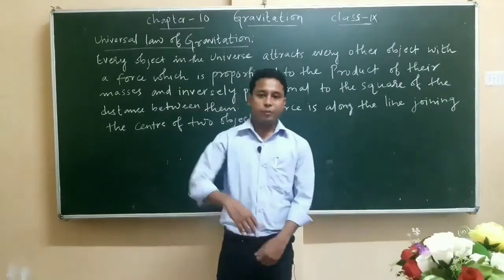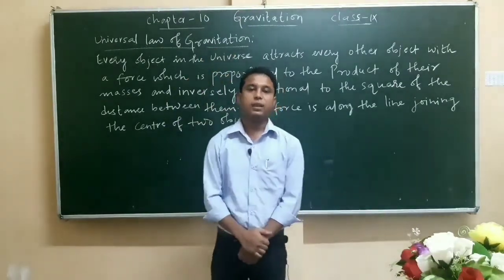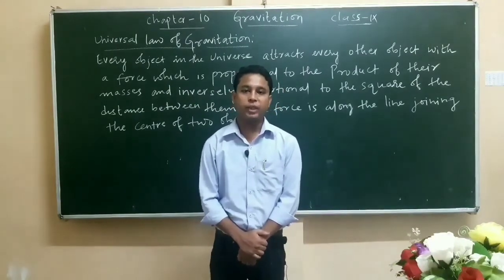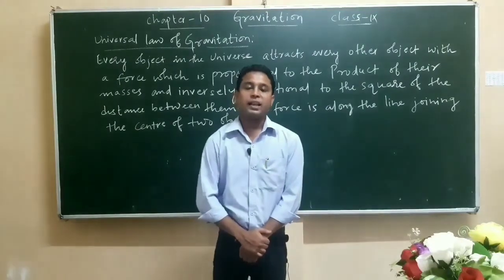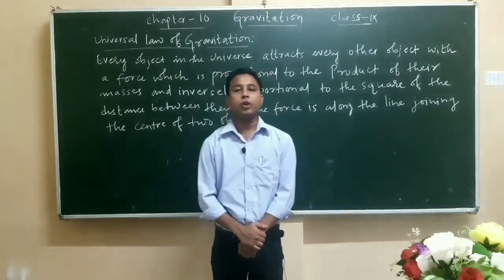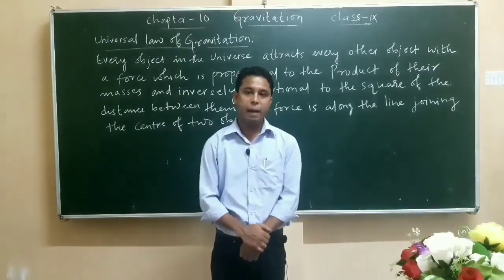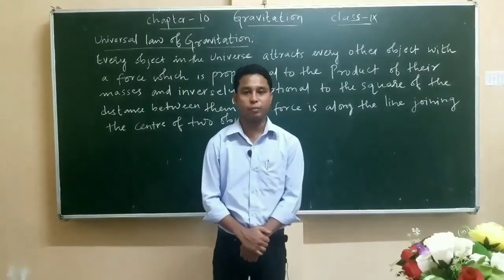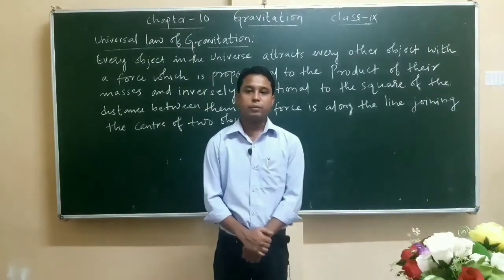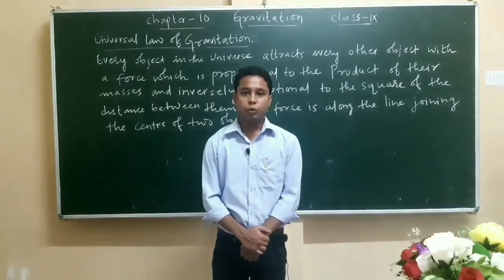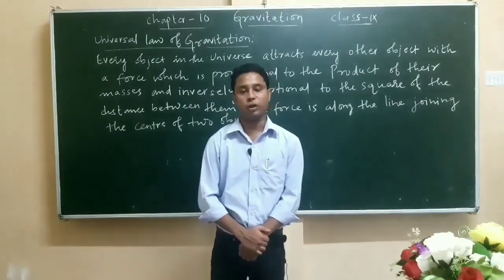Now when we drop an object from a height, it falls towards the earth. That means the earth attracts every object towards its center. Sir Isaac Newton said that it is not only the earth that attracts the other objects. In fact, every object attracts every other object. The force by which two objects attract each other is known as gravitational force or gravity.